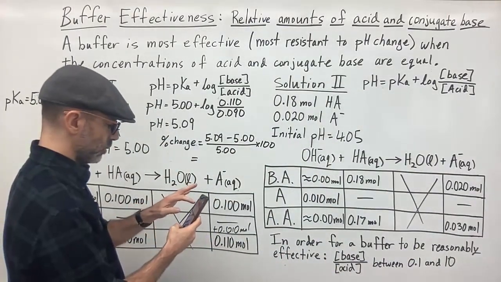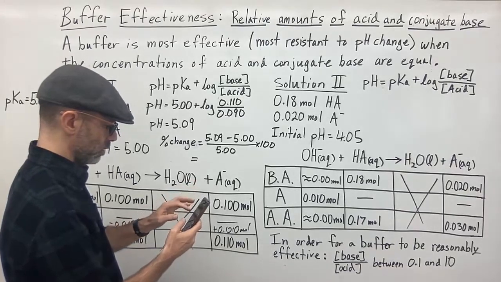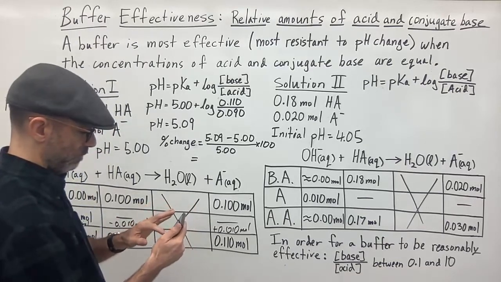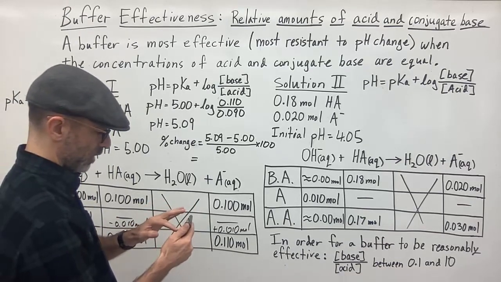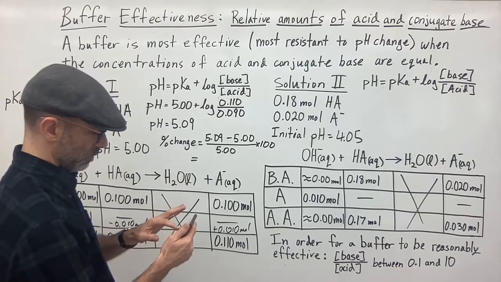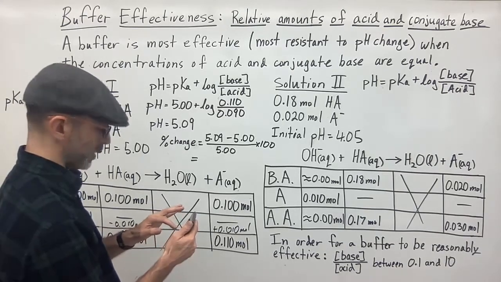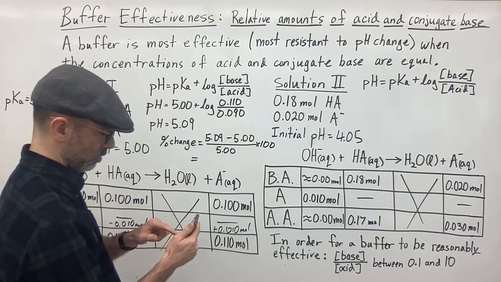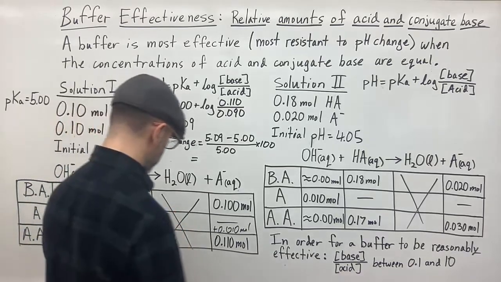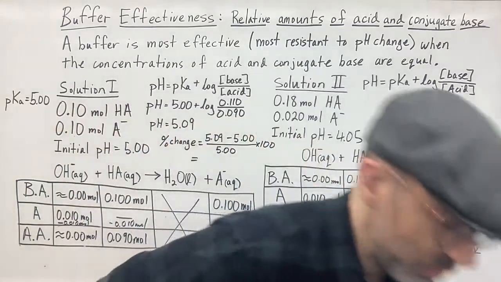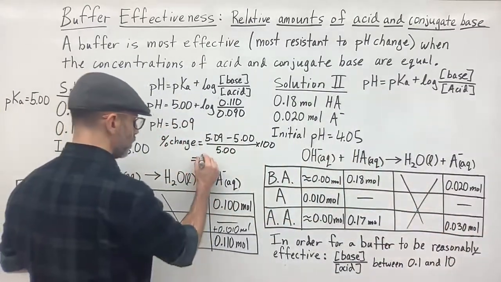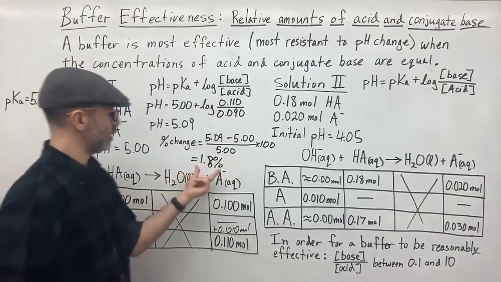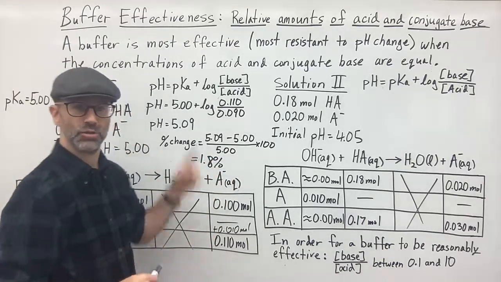Okay, so where's my calculator? All right, so I have 5.09 minus 5.00 equals, divided by 5.00 times 100 equals, and I get 1.8% change. So that's the change in the pH after adding the base to this solution.